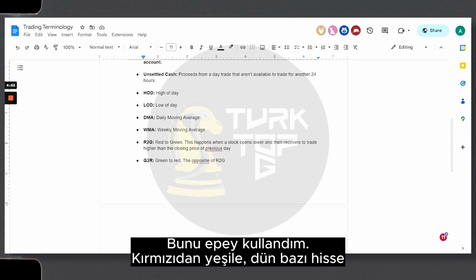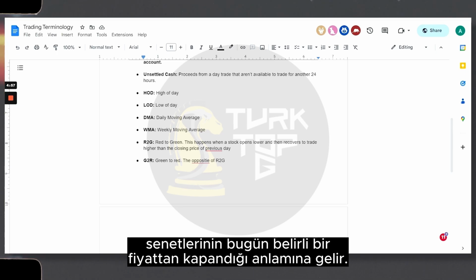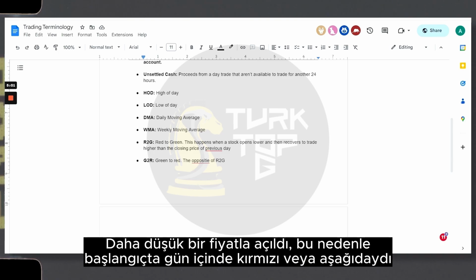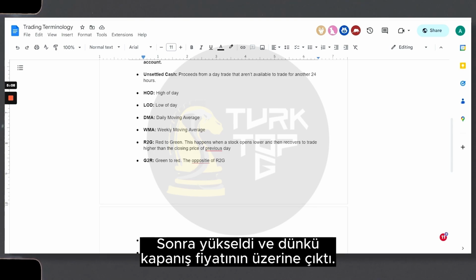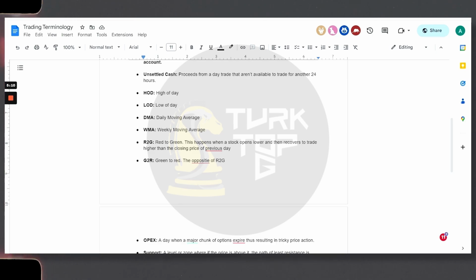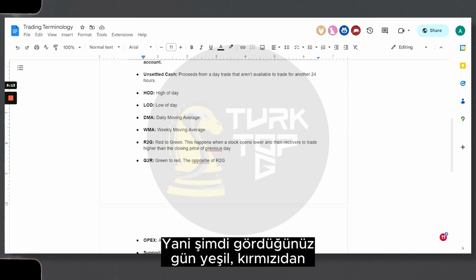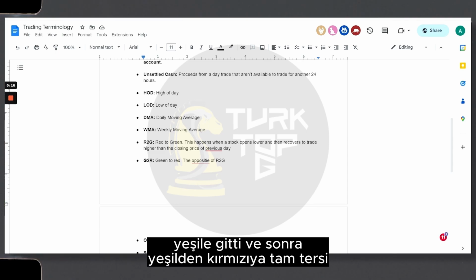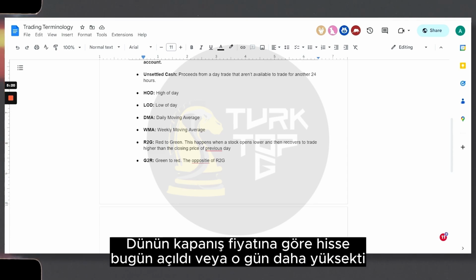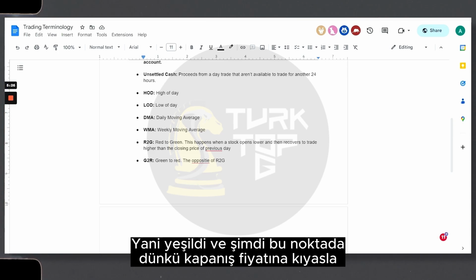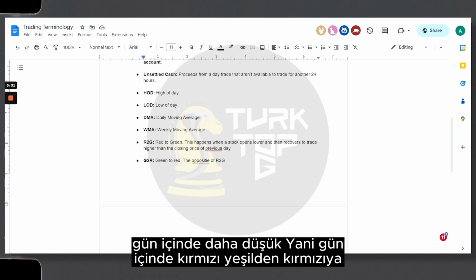It means red to green. What it means is yesterday, some stock closed at a certain price. Today, it opened at a lower price. So it was initially red or down on the day. Then it went higher and went above the closing price of yesterday. So now it's green on the day. You see, it went from red to green. And then green to red is the exact opposite. Based on yesterday's closing price, the stock opened today higher on the day, so it was green. And now at this point it is lower on the day compared to yesterday's closing price. So it's red on the day, green to red.